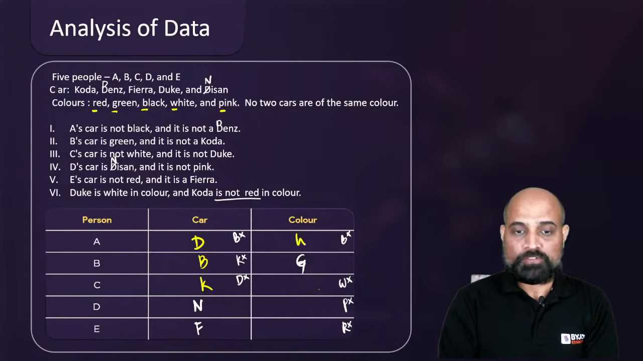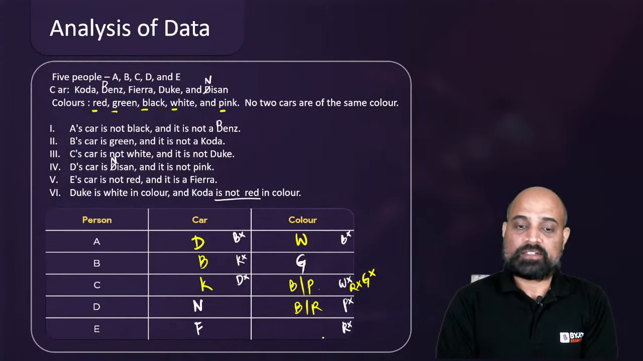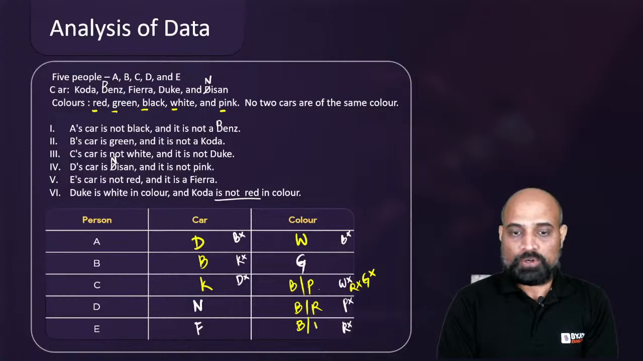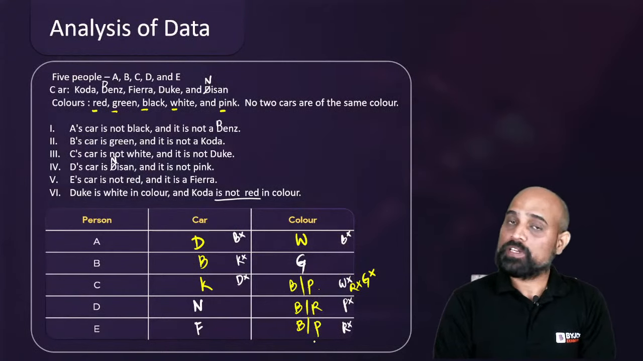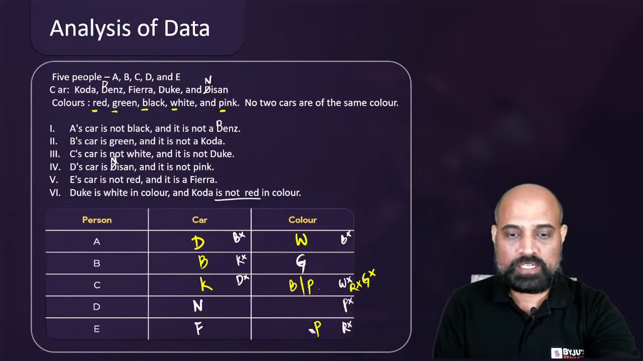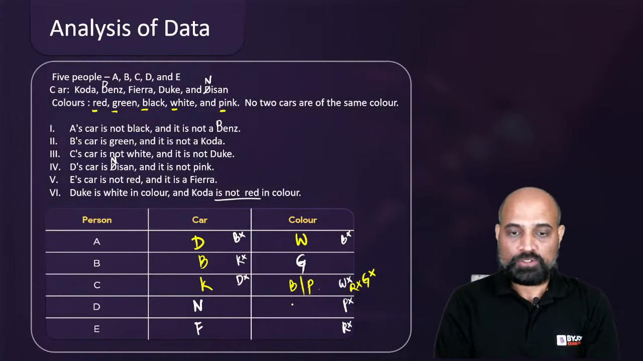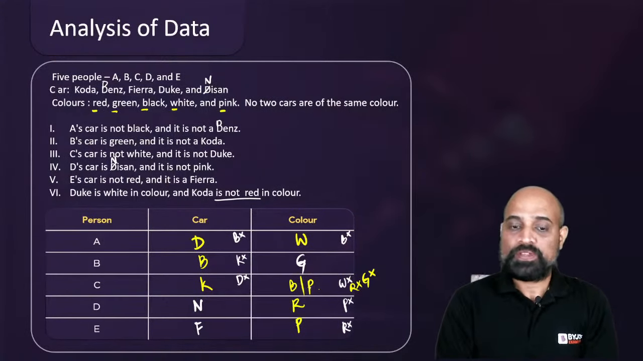Now Duke is going to be white in color, K is not red in color, this is not green in color, so this is going to be blue or pink, and this is going to be blue or red accordingly, and this is going to be blue or pink. As in, if this is blue, this one is red and this one is pink. Theek hai, isko aise likh lete hain. Agar ye blue hai toh ye red hoga and ye pink hoga. And if this one is pink, then this one is going to be red and this one is going to be blue.